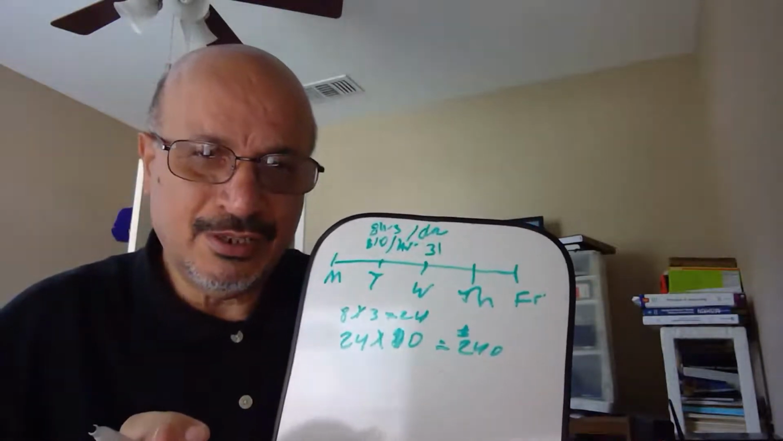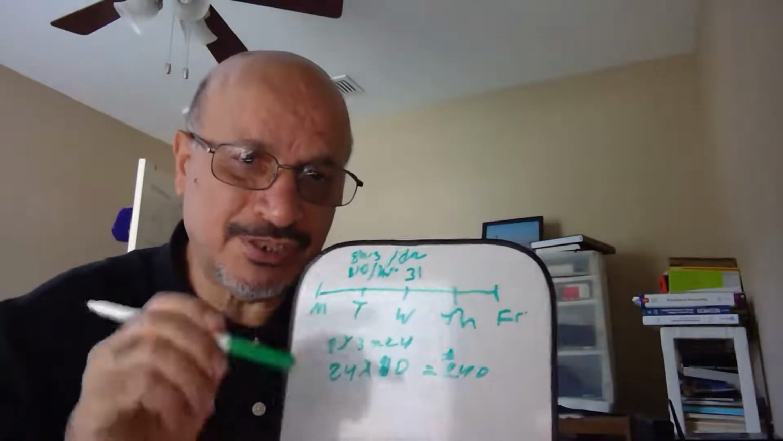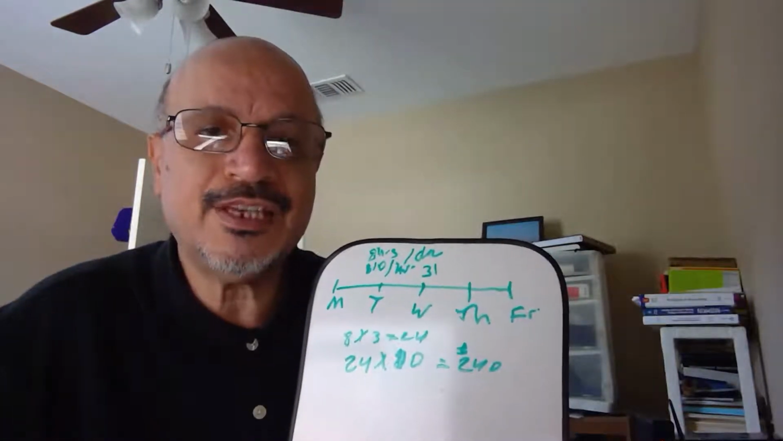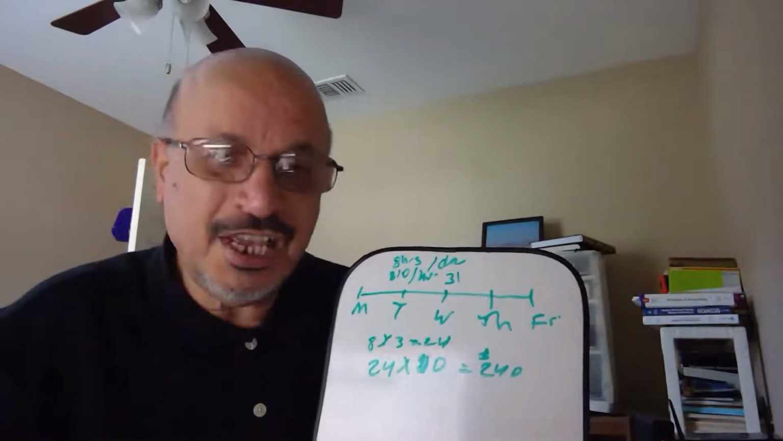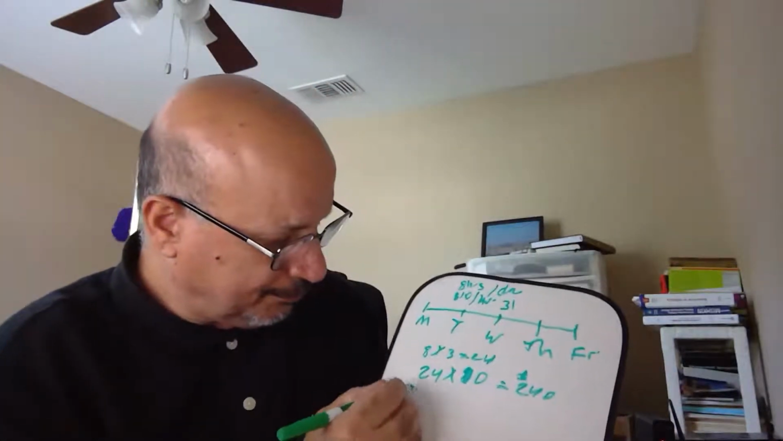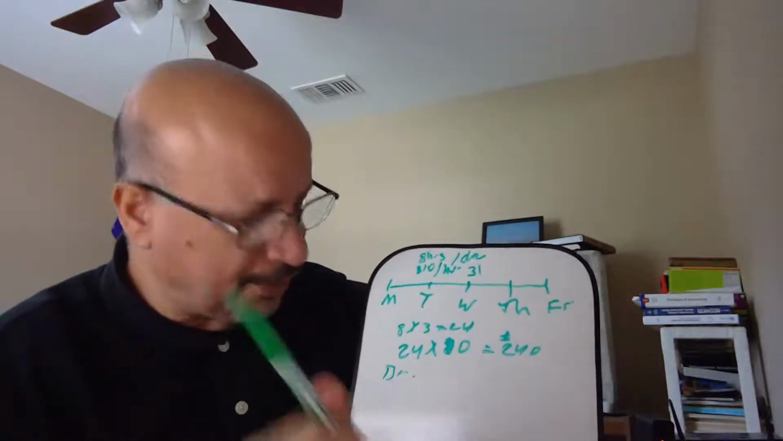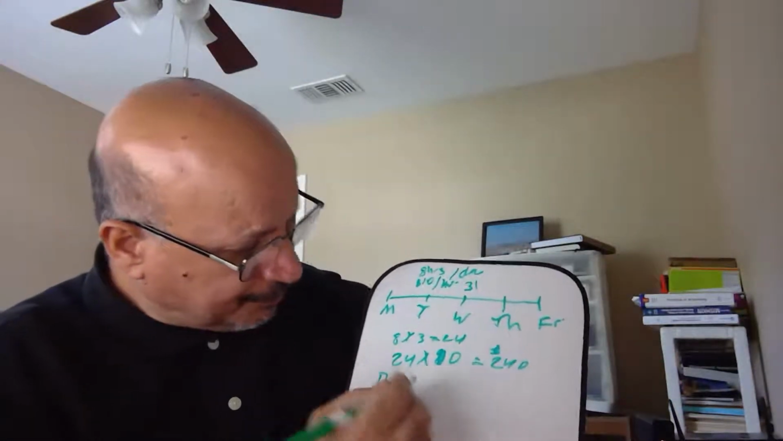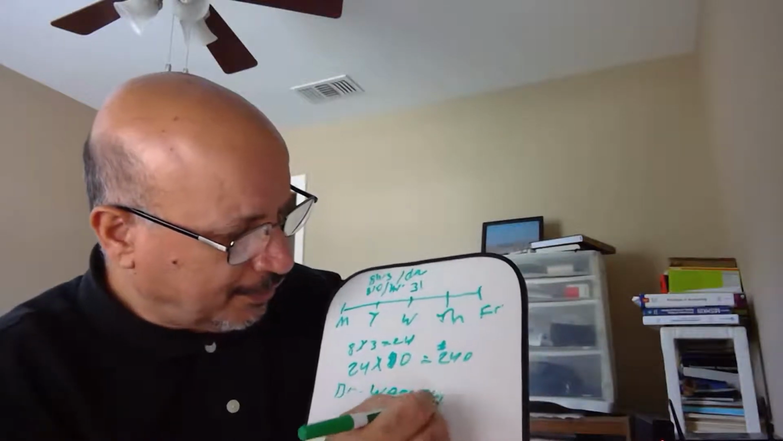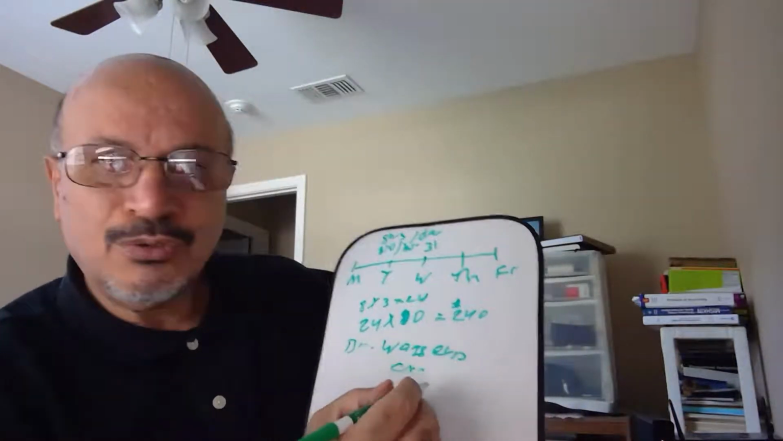$240 worth of wages expense, the convenience store that Muhammad works at must reflect in their current accounting period. So they have to do an adjusting entry. I'm talking about the convenience store that Muhammad works at. They have to debit wages expense and credit wages payable.